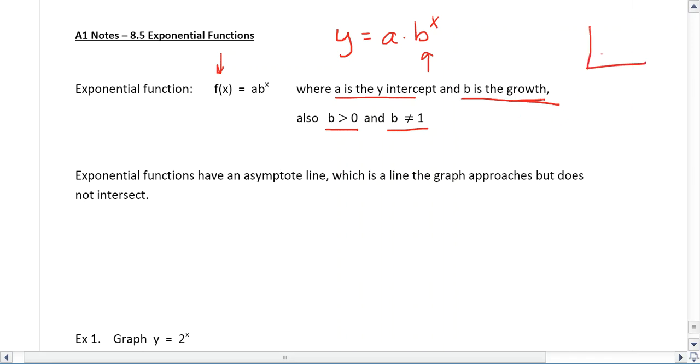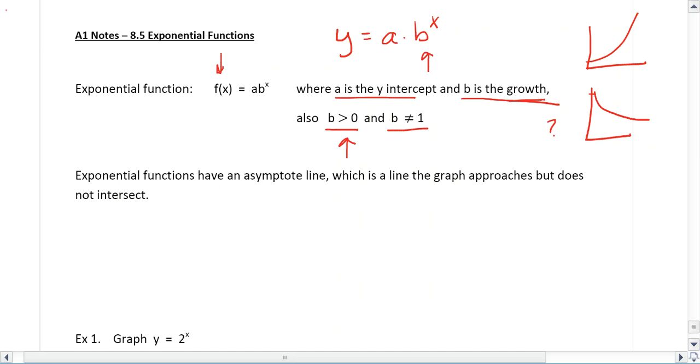Like this is an exponential graph where it's going up. Okay, so that could be a growth of 2 or 3 or 4. But we also have exponential functions that start up here and come down. But how can that be if I just told you that the growth is always positive? So that's what I want you to think about.